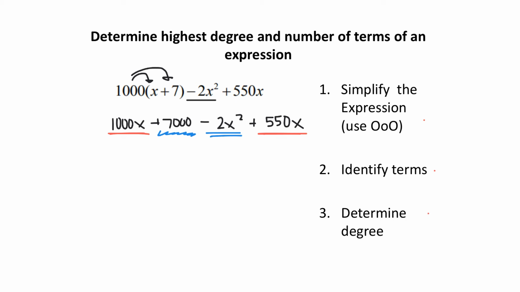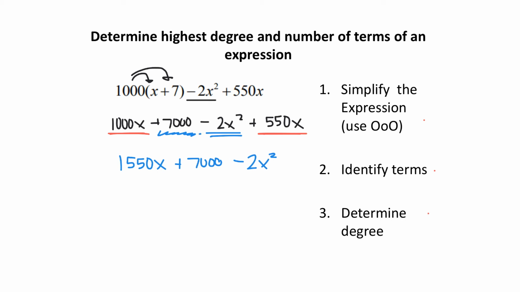So I have 1,000 plus 550. So that's 1,550. And then the x comes along with it. It doesn't disappear, doesn't do anything. It just kind of goes along for the ride. Plus 7,000. And then I can write minus 2x squared.